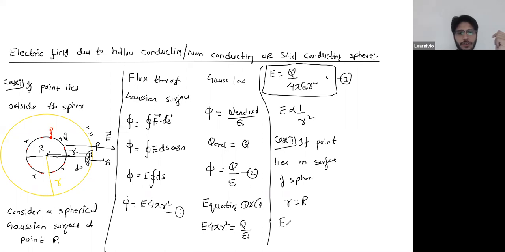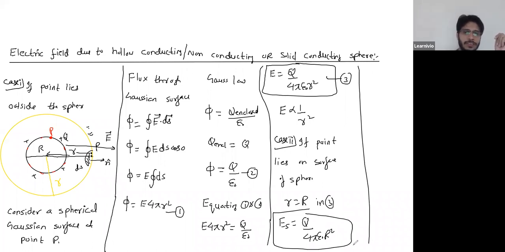So on the surface, you just substitute small r equal to capital R in 3 and we get electric field on the surface is Q by 4 pi epsilon naught capital R square. This is the expression of field. Just one more thing. Let's say this is equation number 4.